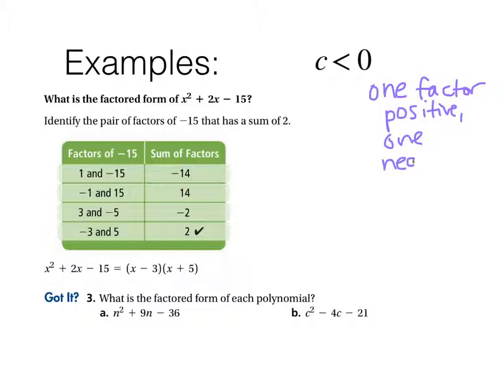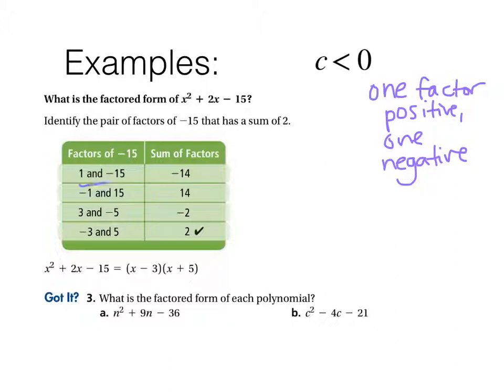So, instead of looking for numbers that have a particular sum, we're kind of looking for numbers that have a particular difference. Let's think about this. We're looking for factors of negative 15 that have a sum of 2. But really, if we try to think of factors of positive 15 that have a difference of 2, it's the same thing. Let's look here.